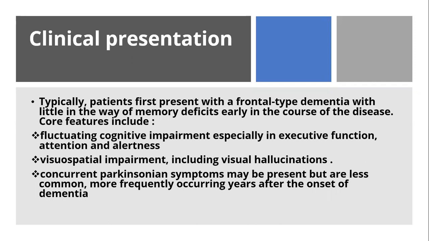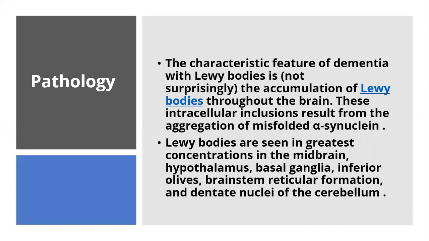Core features include fluctuating cognitive impairment, especially in executive function, attention, and alertness. Visual spatial impairment includes visual hallucination. Concurrent Parkinsonian symptoms may be present but are less common, more frequently occurring years after the onset of dementia. Pathology. The characteristic feature of dementia with Lewy bodies is, not surprisingly, the accumulation of Lewy bodies throughout the brain. Lewy bodies are seen in greatest concentration in the midbrain, hypothalamus, basal ganglia, inferior olives, brainstem reticular formation, and dentate nuclei of the cerebellum.